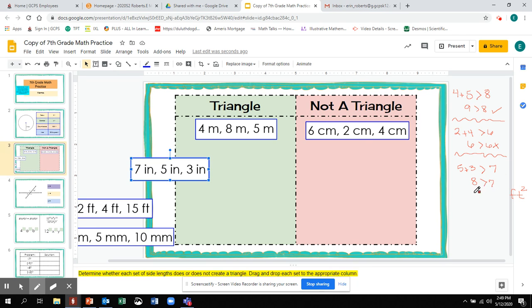And now I ask myself, is this true? Is it true that 8 is greater than 7? And yes, it is. So because of that, I know that these side lengths create a triangle.